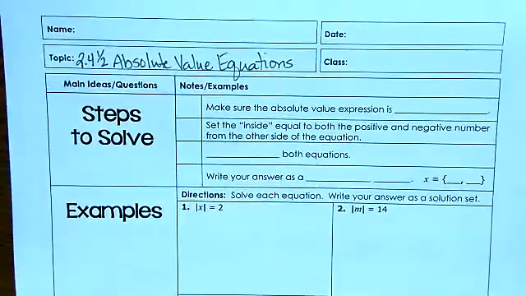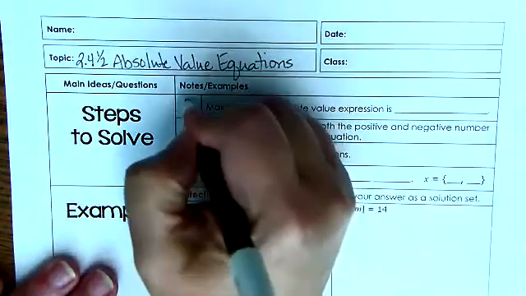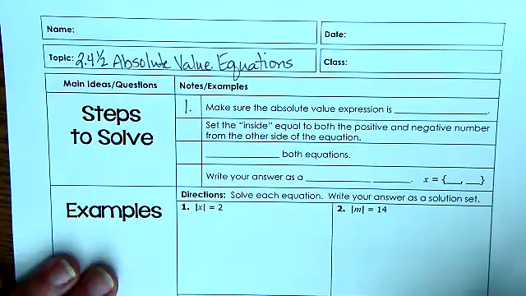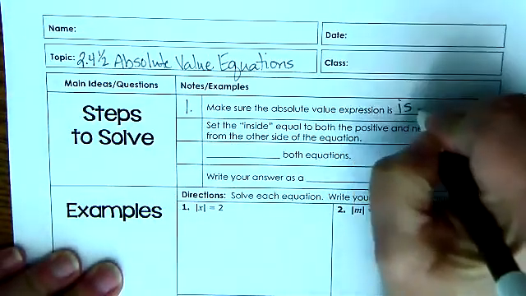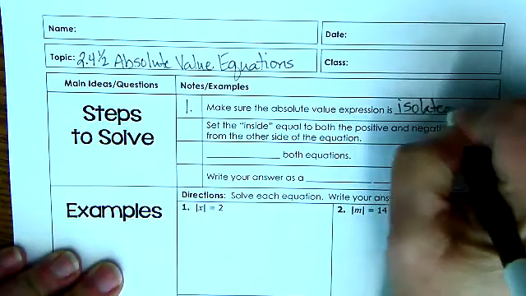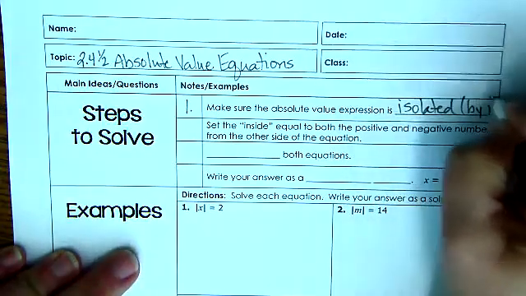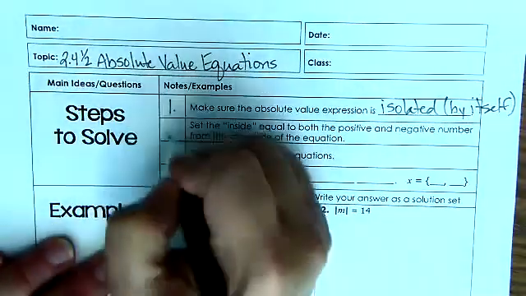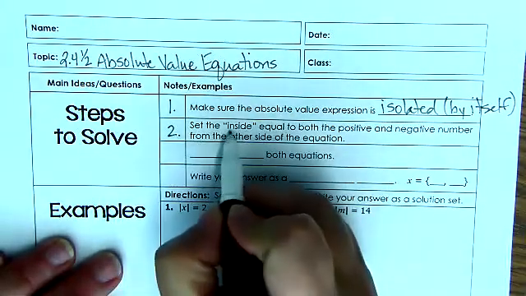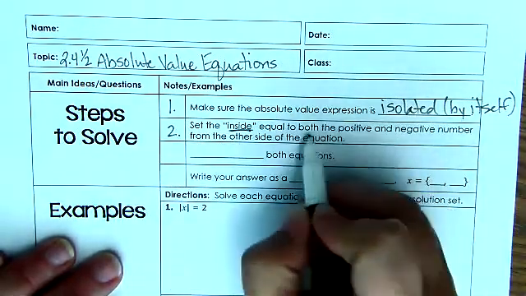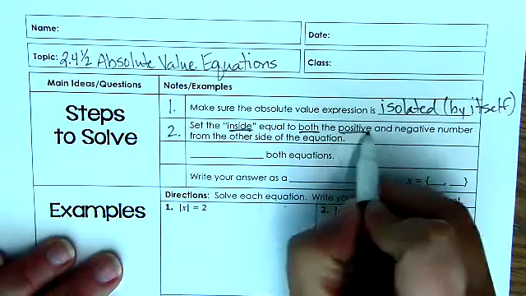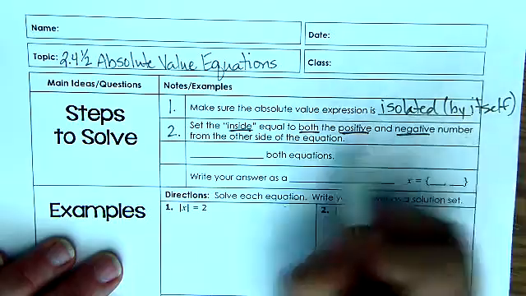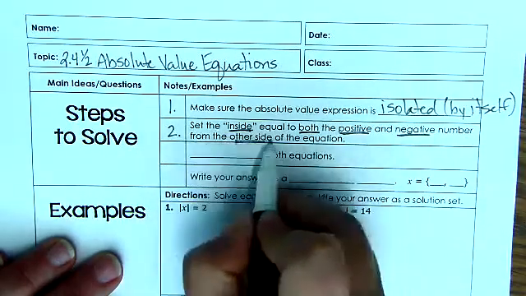Hello guys. Okay, so now we're going to cover 2.1 absolute value equations. Steps we need to follow. The first step is to make sure the absolute value expression is isolated, which means by itself on one side of the equal sign. Okay. Second step, set the inside equal to both the positive and negative from the other side of the equation.